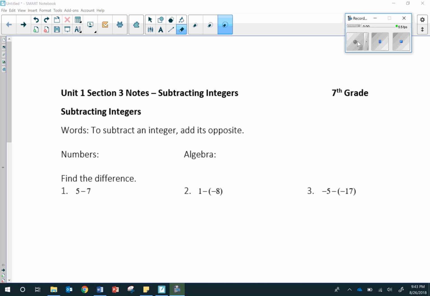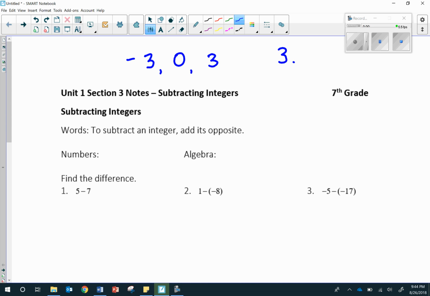Alrighty, let's go ahead and get started with the Unit 1, Section 3 notes. In this section, we are going to be talking about how to subtract integers. Just to refresh your memory and to review, remember that integers contain negative numbers, 0, as well as positive numbers. They do not include decimals. When we subtract an integer, we are going to add its opposite.